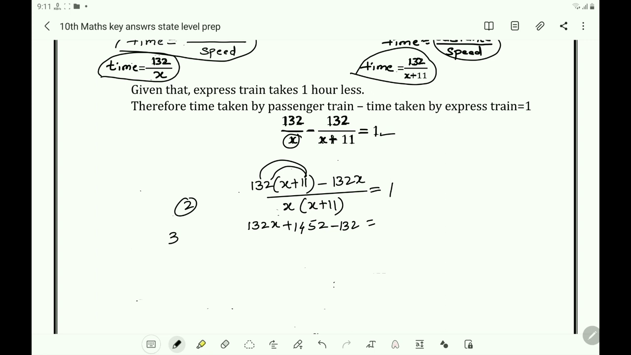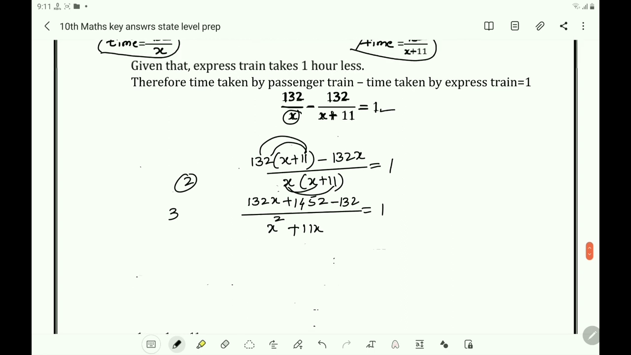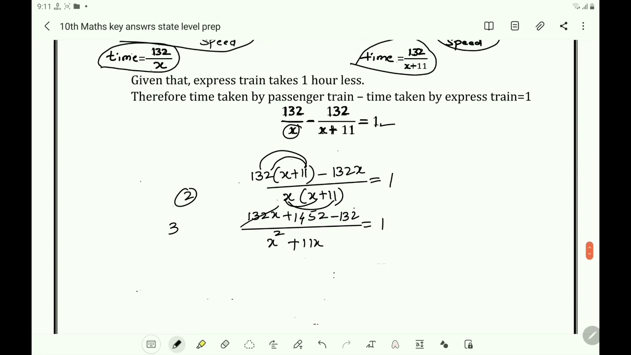That divided by, you can write the product of these two: x into x, x square, plus x into 11, 11x, which equals 1. Do the cross multiplication. These two cancel. What is remaining here? 1452 equals 1 into x square plus 11x.